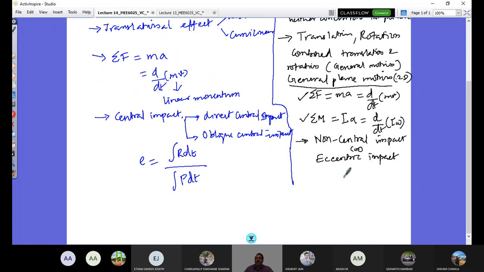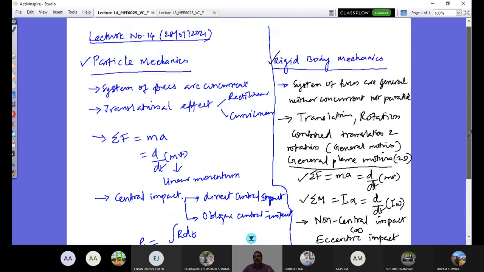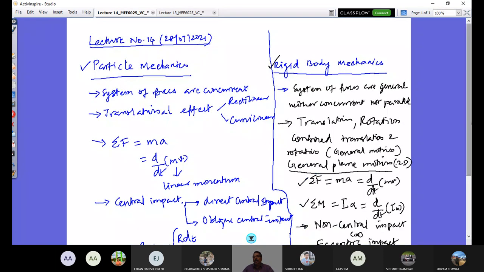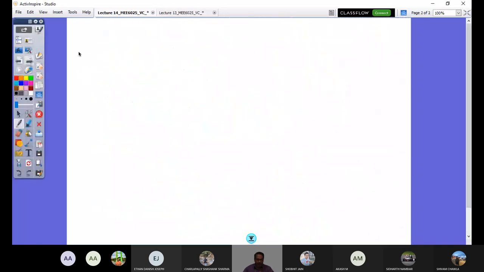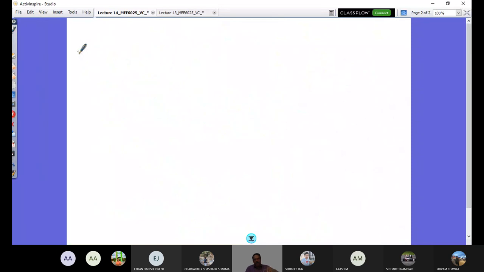The physical event of a crash can also be looked at by the deformation period and the restitution period. So the definition of e here also holds as the integral of R dt by the integral of P dt. How, we are going to see in today's lecture. So I hope you understood the overview of our fundamental rigid body mechanics and how we come down with that understanding to the context of today's lecture on non-central impact. So let me now go ahead with non-central impact.